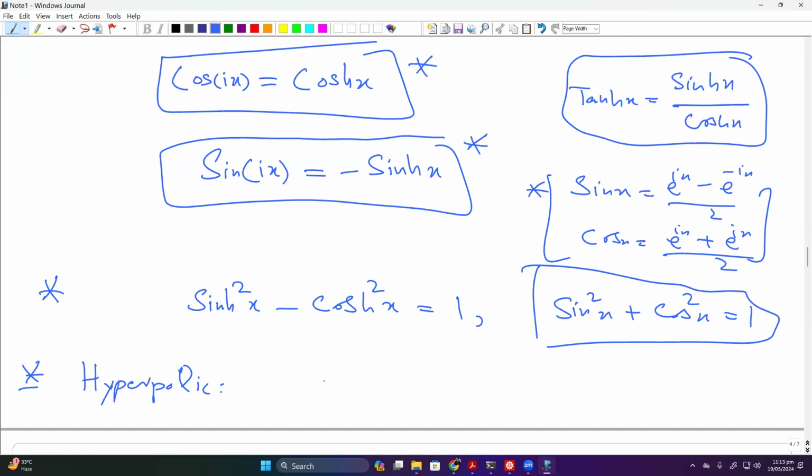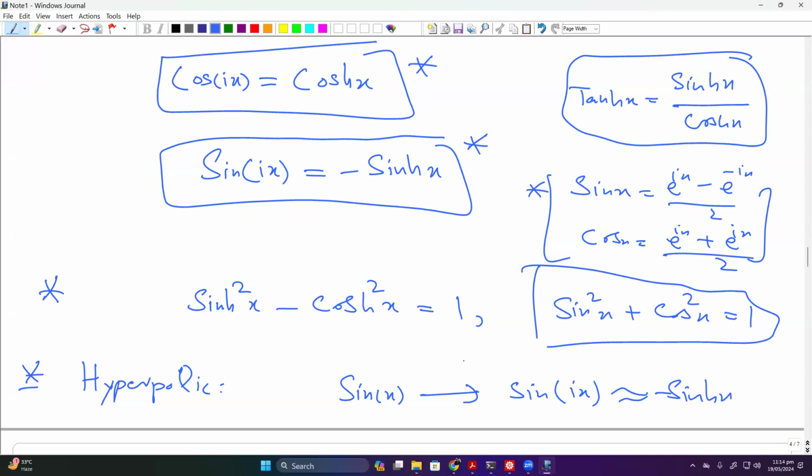All we need to do, for example, if we have sin(α + β), or let's suppose sin x, and we want to go towards the hyperbolic counterpart, we just need to replace x by ix, and we'll go towards the hyperbolic part. So this will be equal to sinh x with a negative sign, and so on.